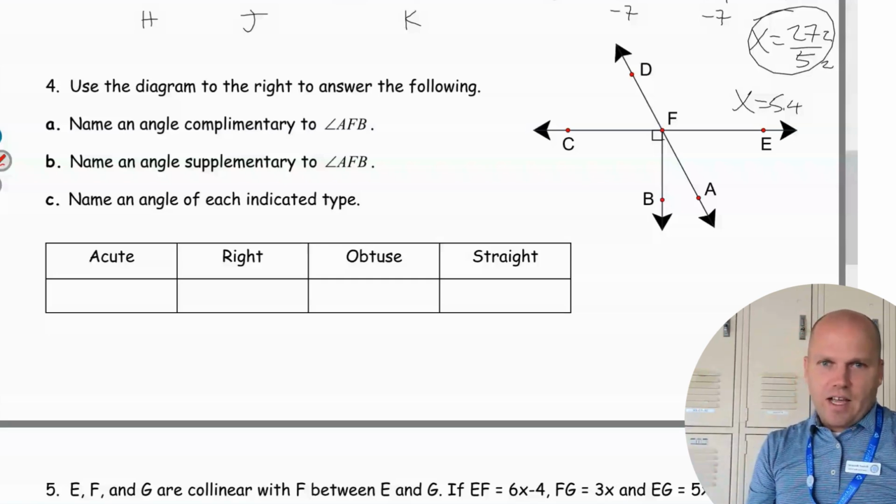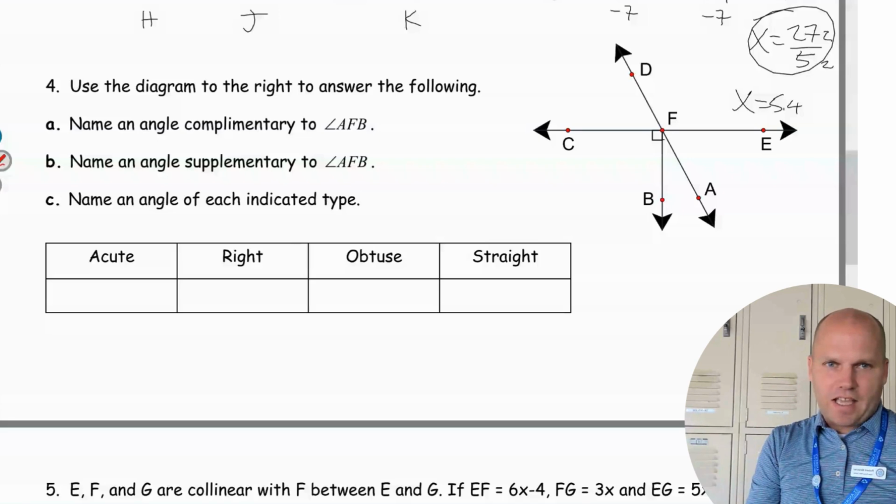Okay, BT bisects angle ABC. We must know what the word bisects means. That means this angle here will equal this angle here. Maybe we could put a little tick mark there just to show that is equal to that. So what are we going to do here? We are going to set the two equations equal to each other. Add 7, divide by 7. We get x equals 5.